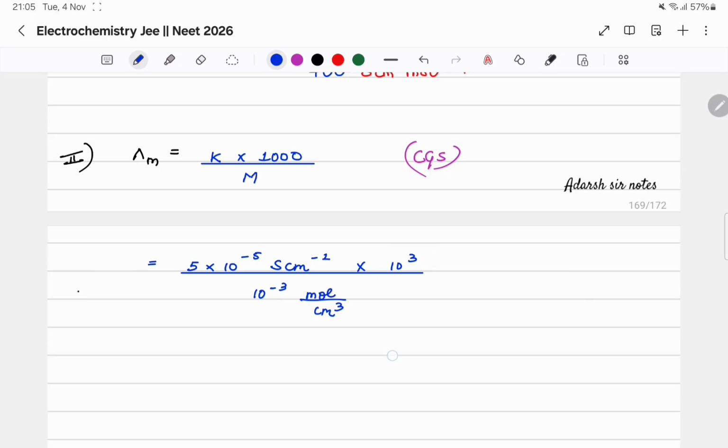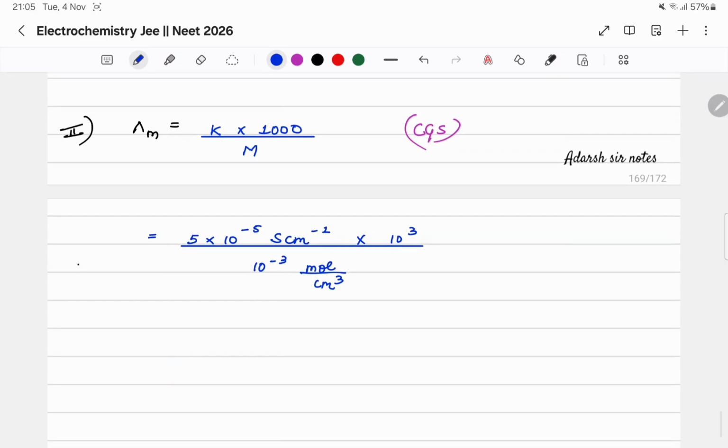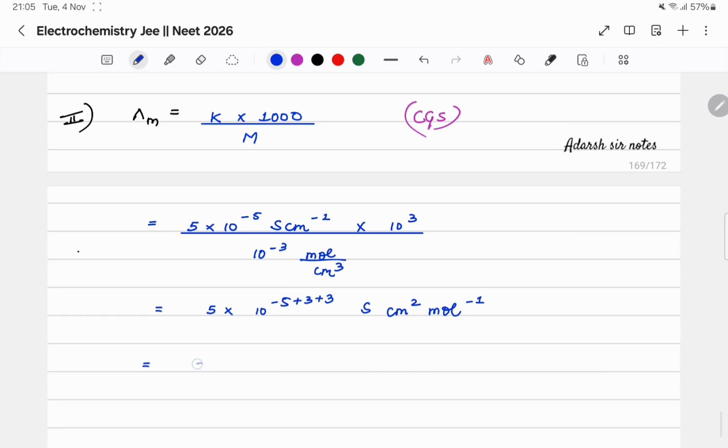So now when we solve the question, you can check it. I will be solving 5. So this will come as 5 into 10 to the power minus 5 plus 3, again plus 3. If we talk about the unit, Siemens, centimeter cube will go up, so it will become centimeter square, and mole will go up, meaning mole inverse, right? So you can check the calculation, it will be right only. So 5 into 10 to the power 6, 3 plus 3 is 6. 6 minus 5, it will be 1.